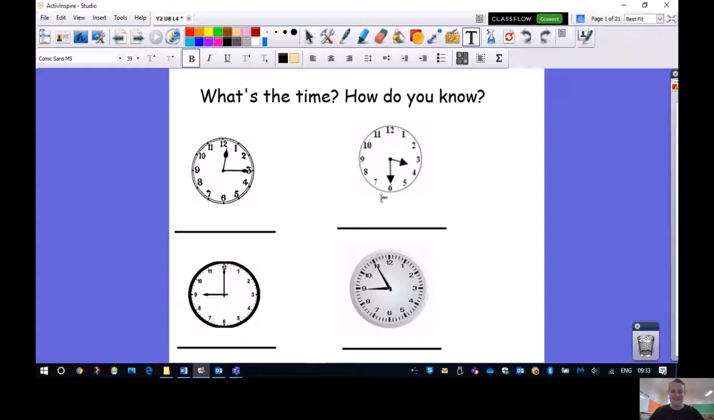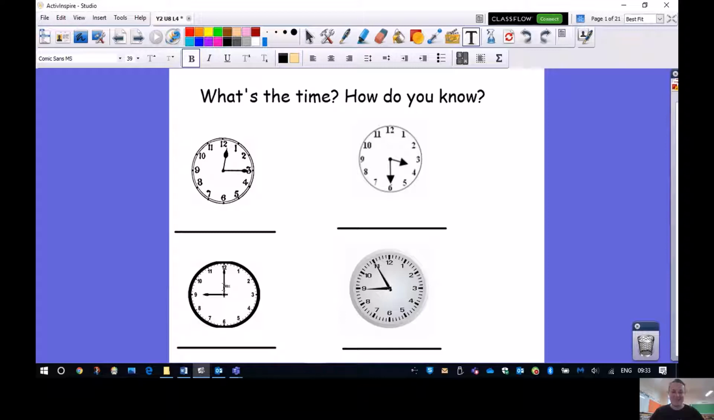Let's have a look at the next clock. The next clock shows me half past, and I know it's half past because the minute hand is at the halfway mark. 5, 10, 15, 20 past, 25 past, half past, and it's just gone past 3, so it's 3:30.